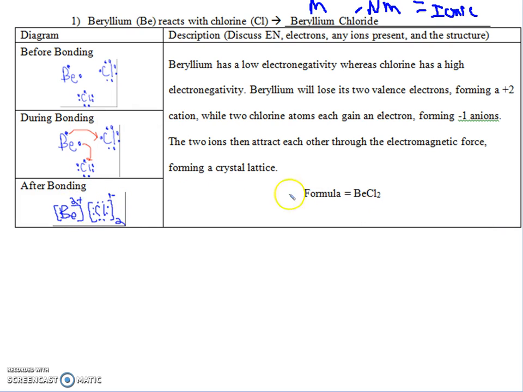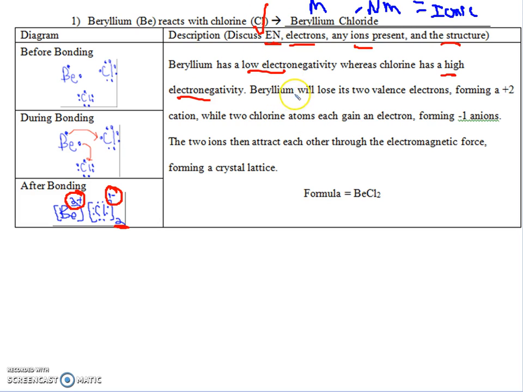The beryllium has lost 2 electrons, so it has a +2 charge. Chlorine has gained 1 electron. Electrons are negative, so it has a negative charge, but there's 2 of them, so that's the subscript of 2. Okay, and in their description, they better talk about electronegativity, electrons, ions, and structure. So let's see. Beryllium has a low electronegativity. It's a metal. Chlorine has a high electronegativity. It's a nonmetal. So they're just basically checking this off. So I'll just do that.